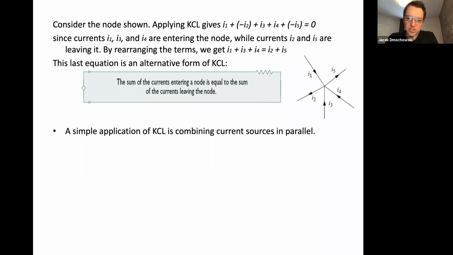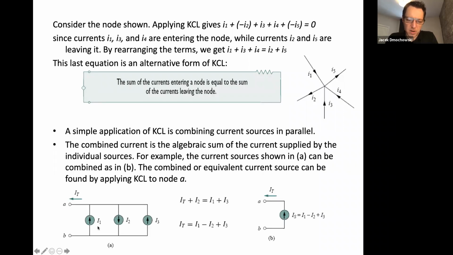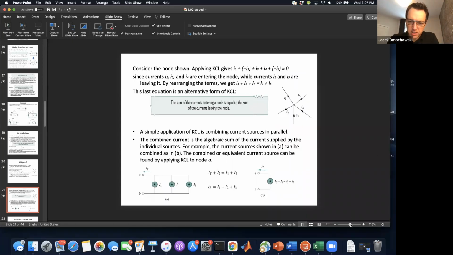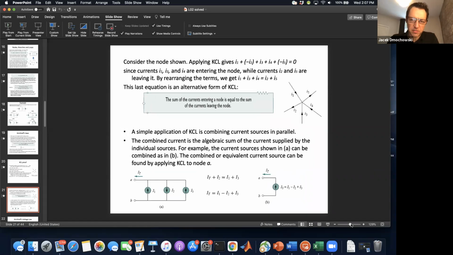Consider current sources in parallel, for example. We have 3 current sources here: I1, which is oriented up, I2, which is oriented down, and I3, which is oriented up. Then we have some IT that's exiting the whole circuit to the left. I remember from previous years, this has sometimes caused confusion.